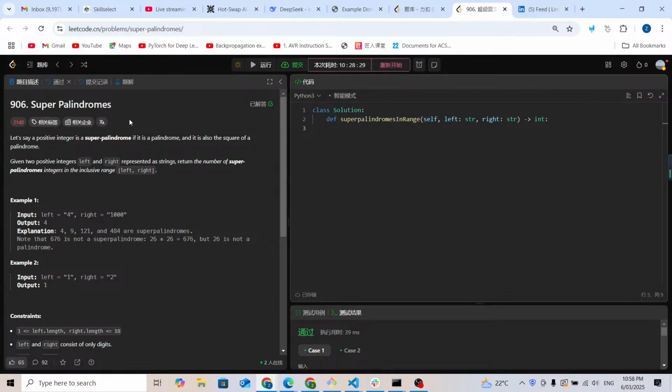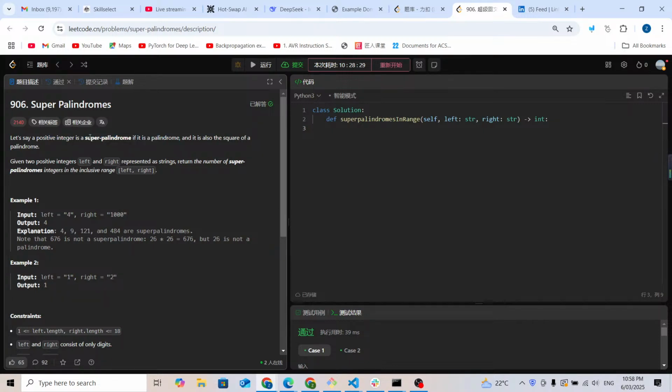Problem 906, Super Palindromes. For this problem, let's say a positive integer is a super palindrome if it is a palindrome. So what does that mean? First of all, this number is positive, and this integer must be a palindrome. So this is the first condition.